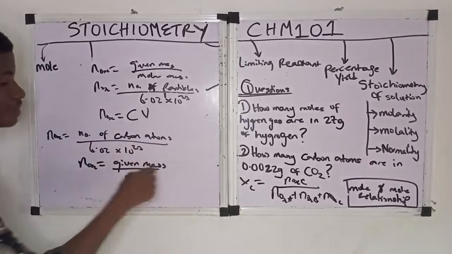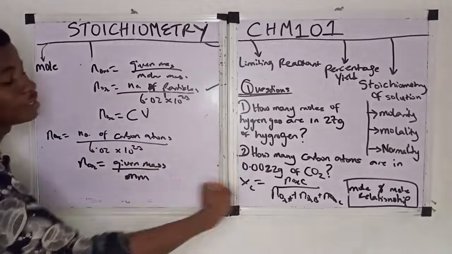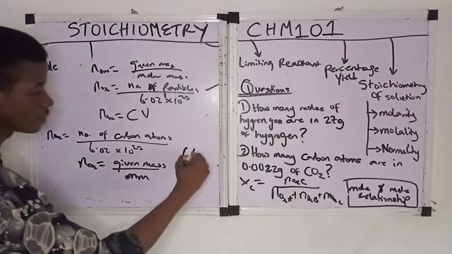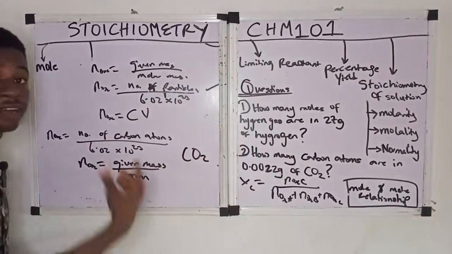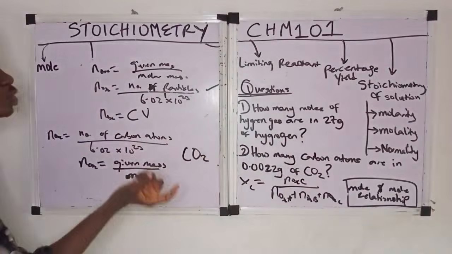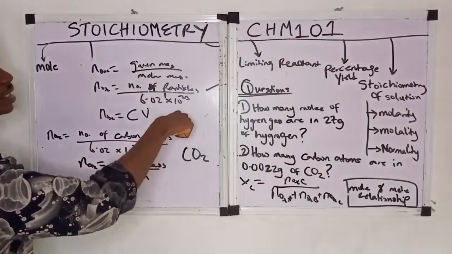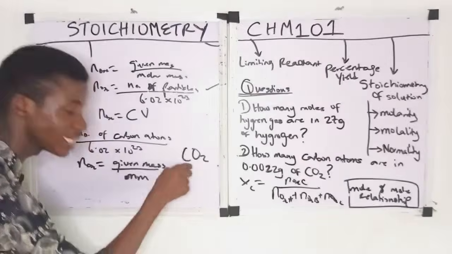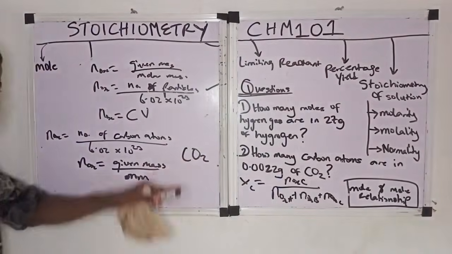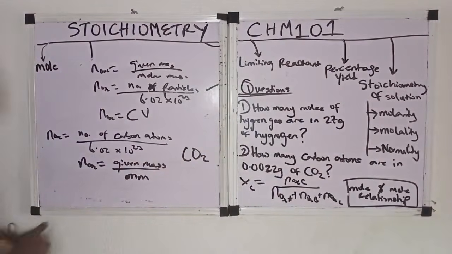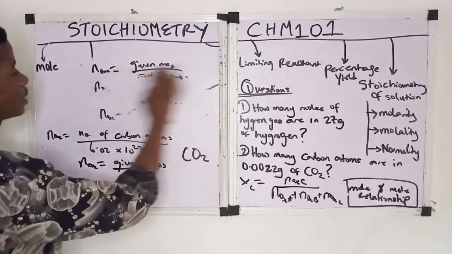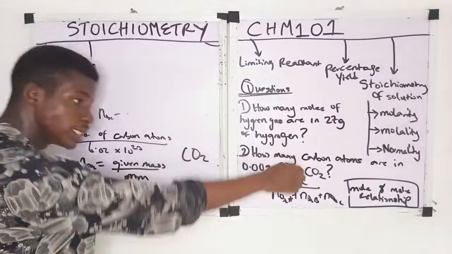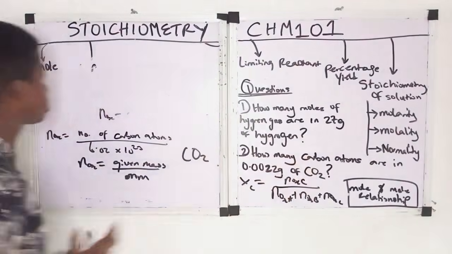We need to look for the mass of carbon inside carbon dioxide. Remember, carbon dioxide is made up of carbon and oxygen, right? So we need to first calculate the mass of carbon inside carbon dioxide. Now, how are we going to do that? It's very easy to look for the mass of carbon inside carbon dioxide. You can just do it like this.